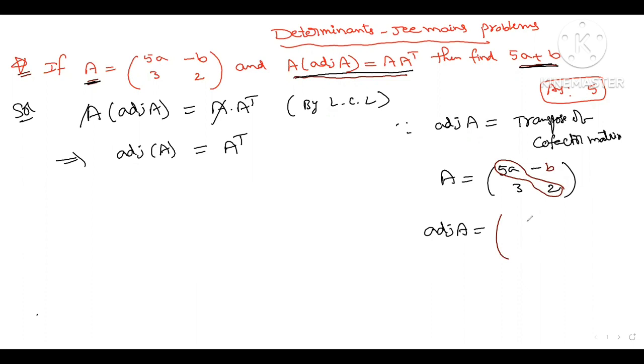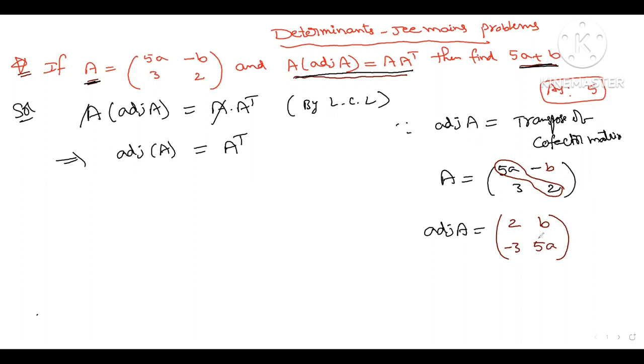5A, 2 can be written as 2, 5A. Other diagonal elements are multiplied with a negative sign. Here minus B, here plus 3 there. Okay, we will write B, minus 3. This is called the adjoint of A.